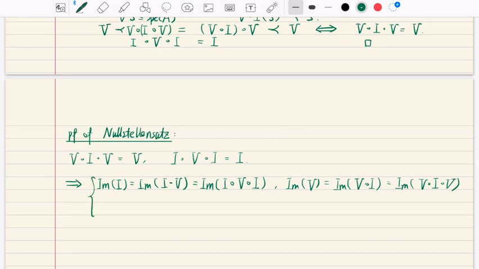The second one is the composition VI is the identity map on the image of V. And also the composition IV is the identity map on the image of I.